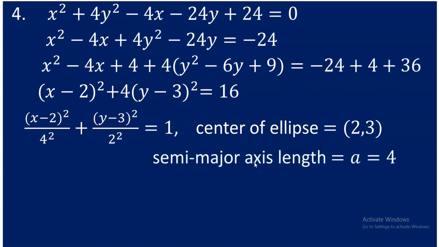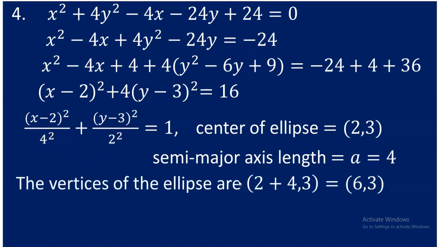So the semi-major axis length is a, and that is, look here, 4, and the semi-minor axis is going to be 2. The vertices of the ellipse are 2 plus 4, comma 3, because I'm adding 4 since the major axis is parallel to the x-axis, so we have to operate this number 4 on 2, and 2 plus 4 makes 6, so 6, 3 is a vertex of the ellipse.